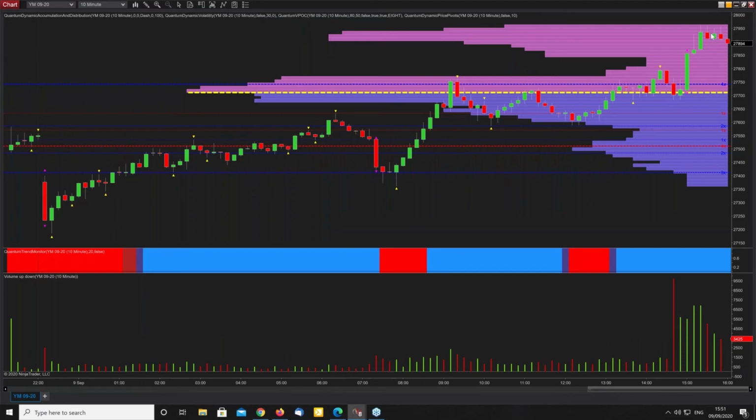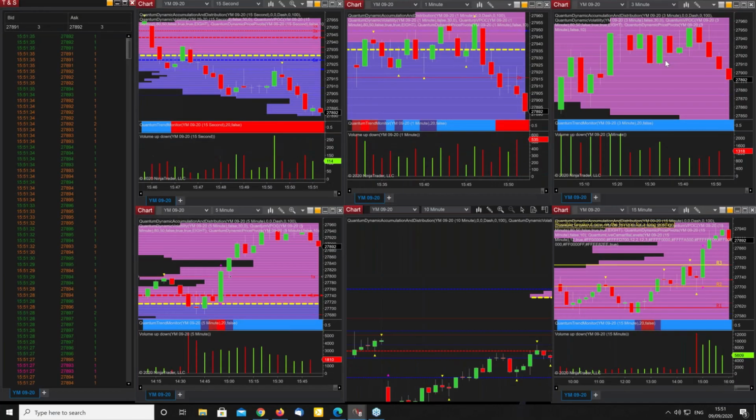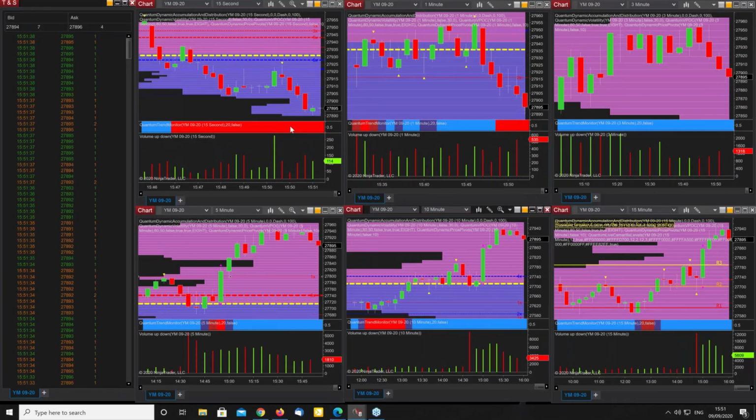So you've got the weakness coming in here, starting to fall away now. VIX is trickling up, and you've got a low volume node here, right the way down to the volume point of control. And that's what it's shaping up to. Trend monitor is now transition red on here.